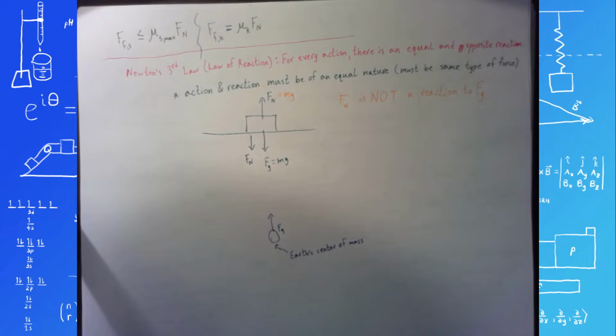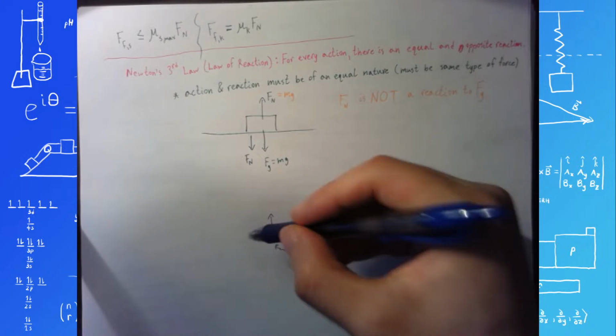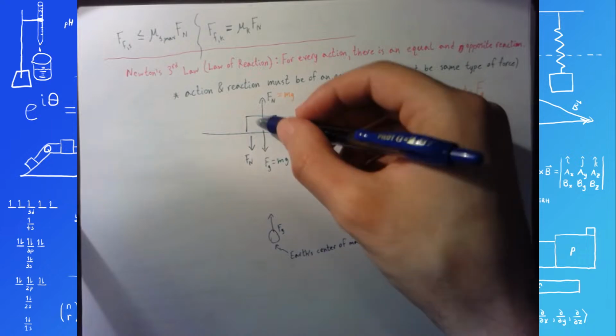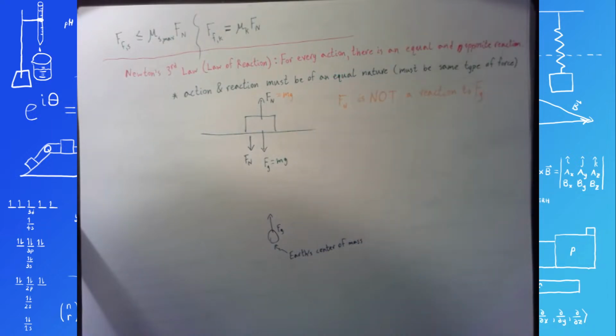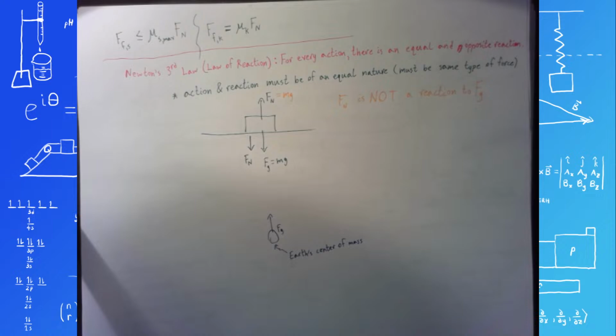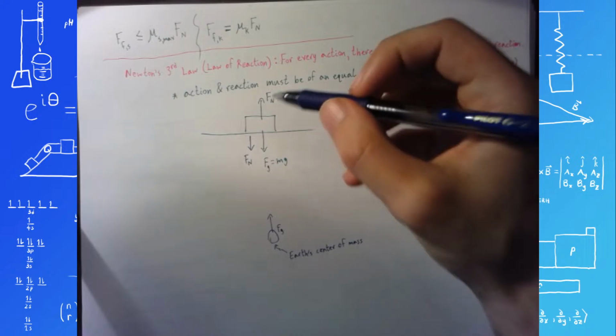So that's where the reaction to the gravitational force on the box is. It's on the Earth's center of mass. It's there, but we usually don't draw it because we're usually concerned with one object. So that's one of the important things to remember about action and reaction. They're not only equal in magnitude, they also have to be of an equal nature.